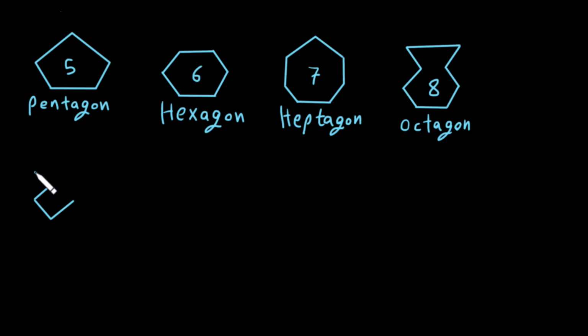If it has 9 sides like this here, for example, like this, then like this. 1, 2, 3, 4, 5, 6, 7, 8, 9. It has 9 sides. It's called a nonagon.